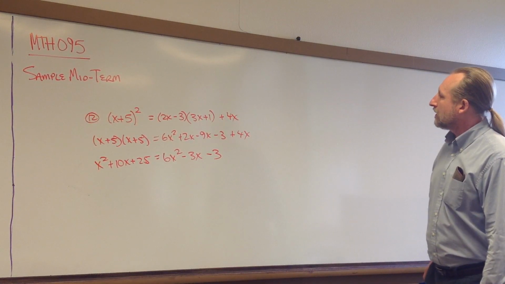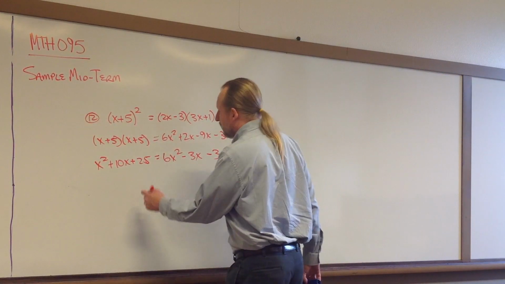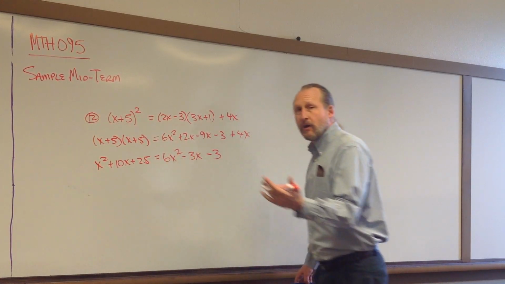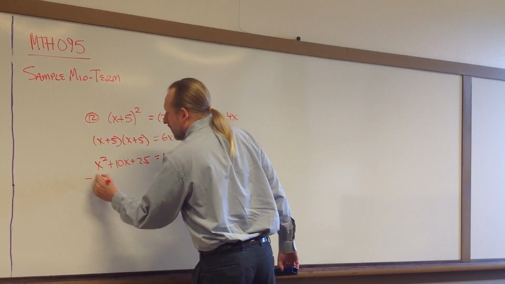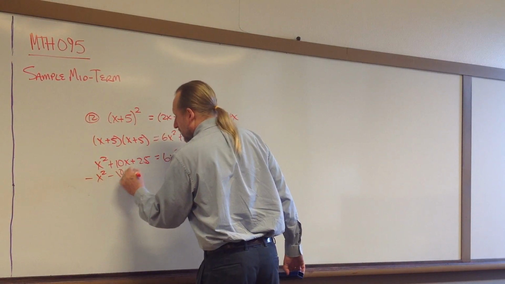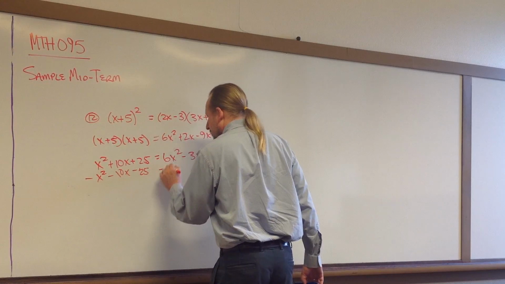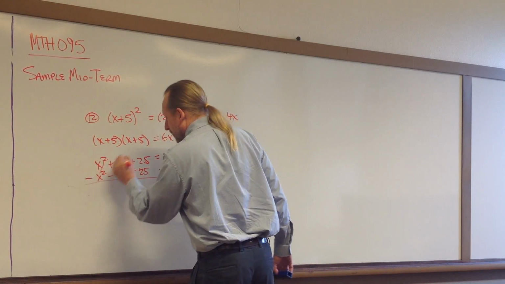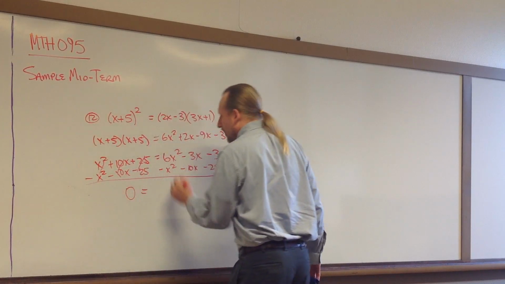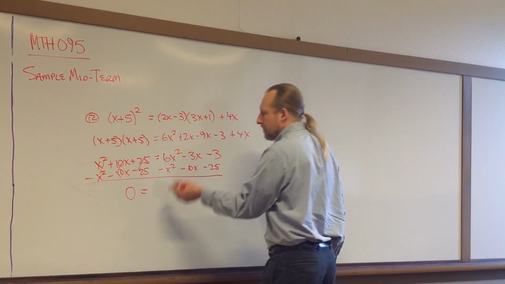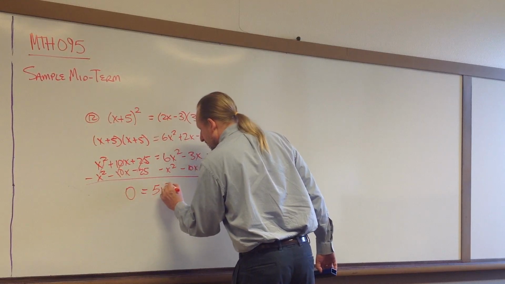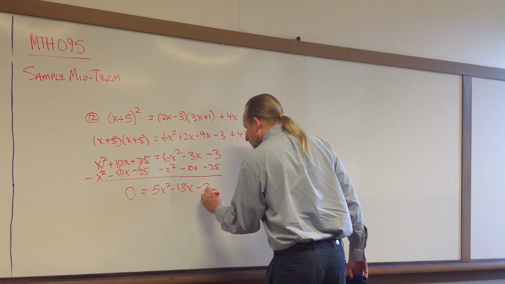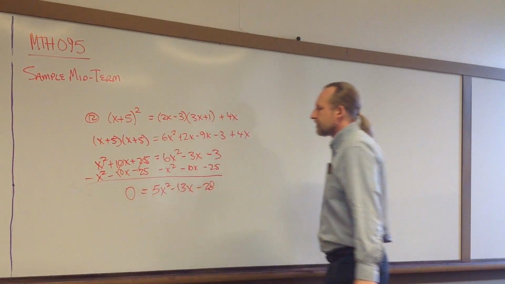Okay, all right, so let's move everything. I'm going to move everything over to this side. I find it a lot easier if I keep that leading coefficient positive. So minus, minus, minus. Okay, so this all cancels out. We're left with 0. Over here, 6x squared minus 1x squared, 5x squared. This will be negative 13x and minus 28.